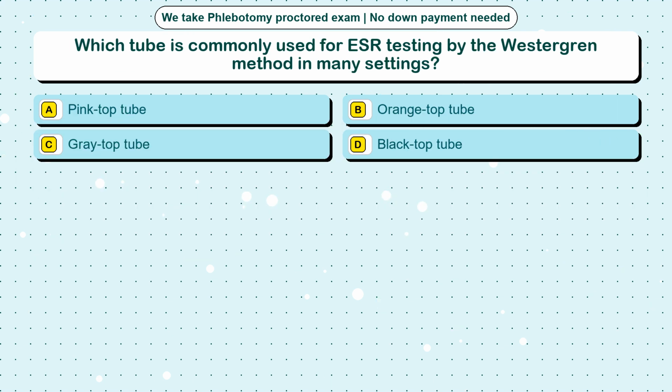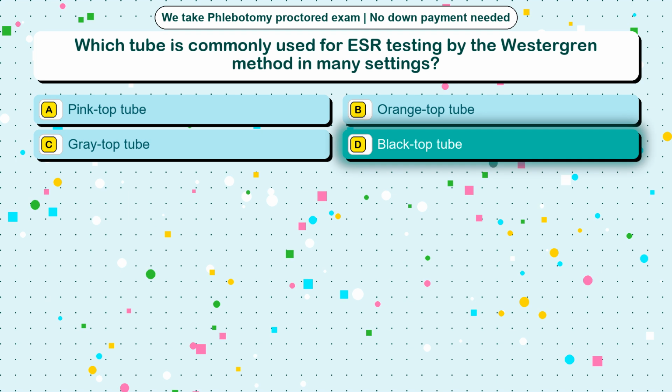Question 100. Which tube is commonly used for ESR testing by the Westergren method in many settings? Option A. Pink top tube. Option B. Orange top tube. Option C. Gray top tube. Option D. Black top tube. The correct answer is option D.